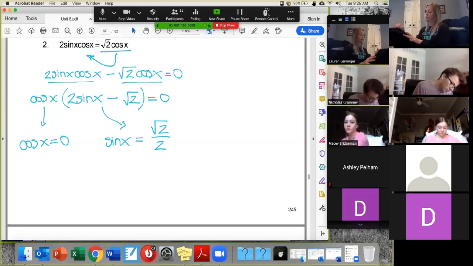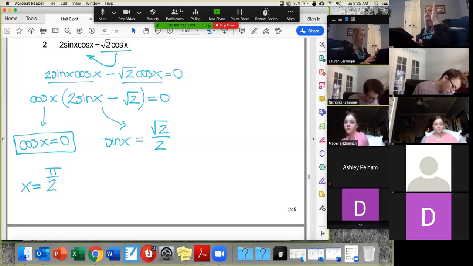So just like the last one, we're going to work through our answers one at a time. My first question for my answers for x is where is cosine equal to 0? First, in my chart, and then thinking where else. Where is cosine equal to 0? Pi over 2. Think logically about pi over 2. One other angle goes with pi over 2, and that is what? 3 pi over 2.